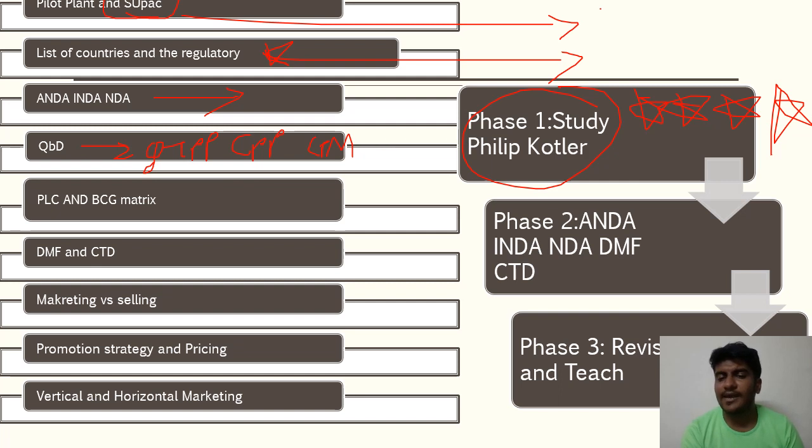In phase 2 we have ANDA, IND, NDA, DMF, CTD. We need to cover these terminologies and the different applications that are required, like Form 44 for clinical trials, and Schedule Y. We need to cover all of these in phase 2, and in phase 3 just revise and, if possible, teach somebody, because when you teach somebody it gets registered in your brain even faster.